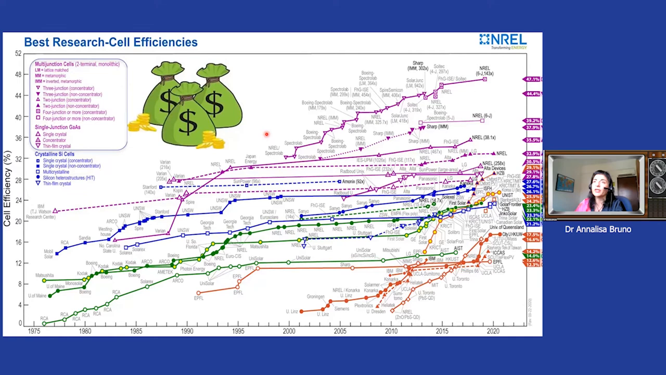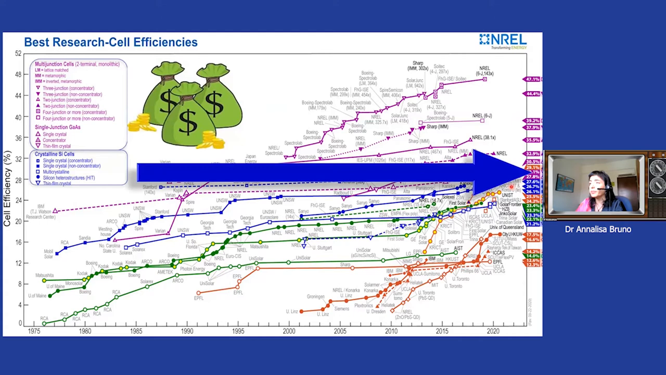Then there is the crystalline silicon, the one that we see all around us on our rooftops and is dominating the market. It is these blue curves here with different kinds of silicon, where you can see that they have been around for the last 40 years and have quite decent efficiency, reaching 27%. But the problem is that the efficiency has been stable in the last years, and basically there is no space for improvement because they are very close to the theoretical limit.